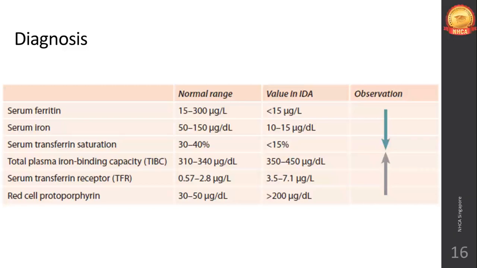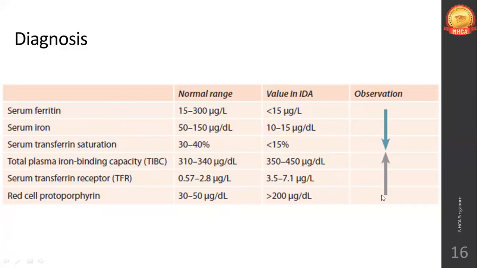So this is the diagnosis. The normal range may slightly vary from laboratory to laboratory, but this is something very common. When you do a blood test, if your serum ferritin level is less than 15 micrograms per liter, it means you are anemic. If the serum iron level is around 10 to 15 micrograms per deciliter, that also means you're anemic. Transferrin saturation, if it is less than 15%, means anemic.